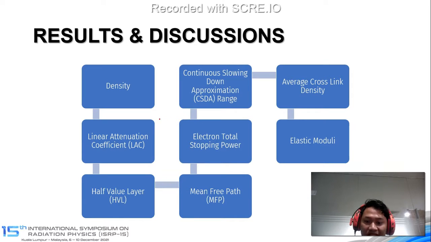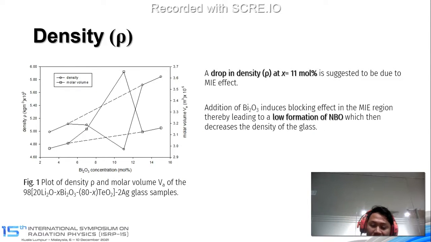This is the flow of result and discussion. We go to the density, then the radiation shielding properties, and last will be the elastic properties. So for the density, you can see from here that whenever we increase the bismuth in the glass sample, we can see a drop at 11 mole percent. It is due to the mixed ionic electronic effect. So addition of bismuth will at some point induce the blocking effect and then lead to low formation of NBO, which decreases the density of the glass.